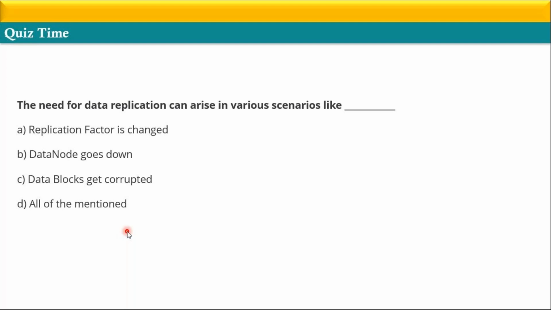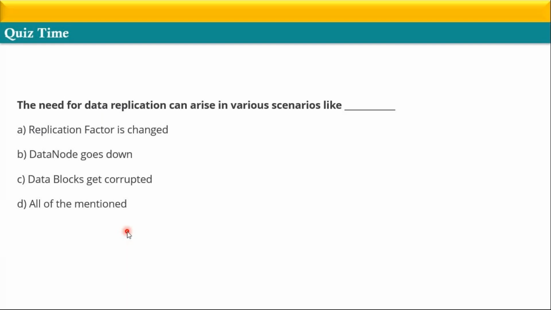Akhil, Kishan, Raj, Rohit, Rahul? I think all of them are mentioned. So, D, all of the mentioned. So D is the correct one, friends. Why is D the correct one? I think Naresh answered B.